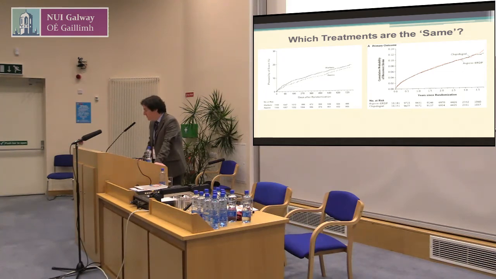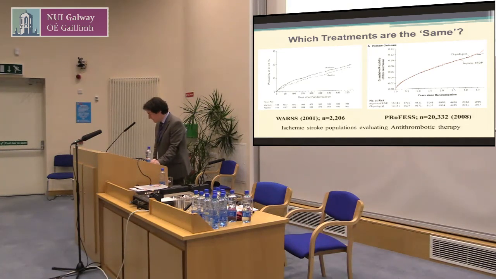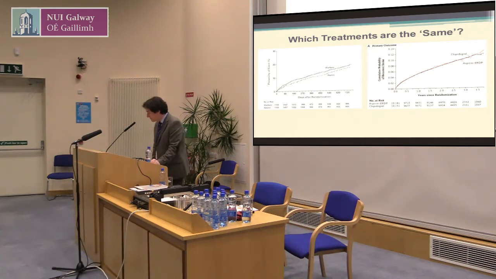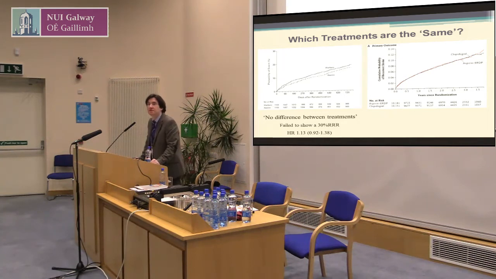So to look at these two, which treatments are the same? And these are two trials comparing two different antithrombotic agents for the secondary prevention of ischemic stroke. So when you look at it, you look for the gap between the two Kaplan-Meier curves. And the one on the left, there looks like there's air. There looks like there may be a difference. The one on the right looks superimposed upon each other.